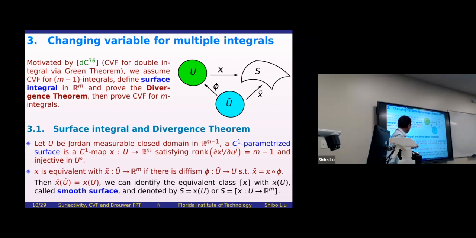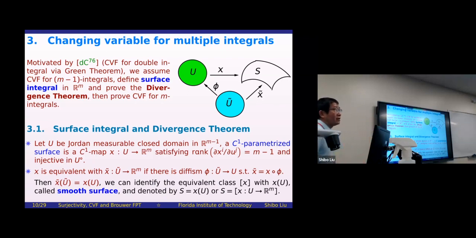Okay, the map is mapped into R^m. Therefore, their image is a subset of R^m, which is the geometric surface. Different elements in the equivalence class are simply different parametrizations of the same geometric surface. So we can identify the equivalence class with the image of any of the maps X in the equivalence class, as X(U). We can identify the image, the subset in m-dimensional space, the geometric surface, with the equivalence class.